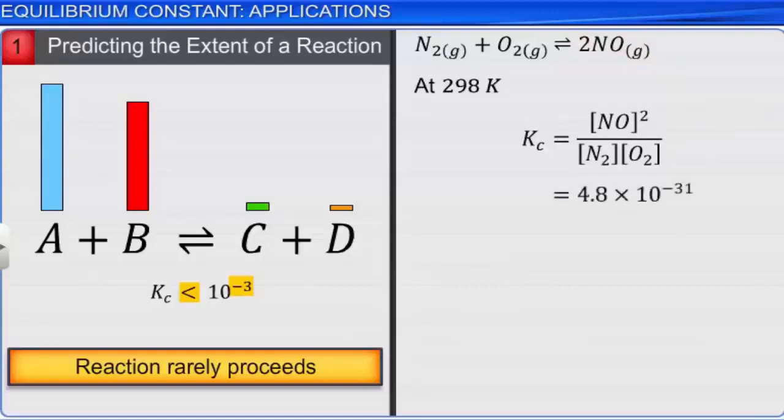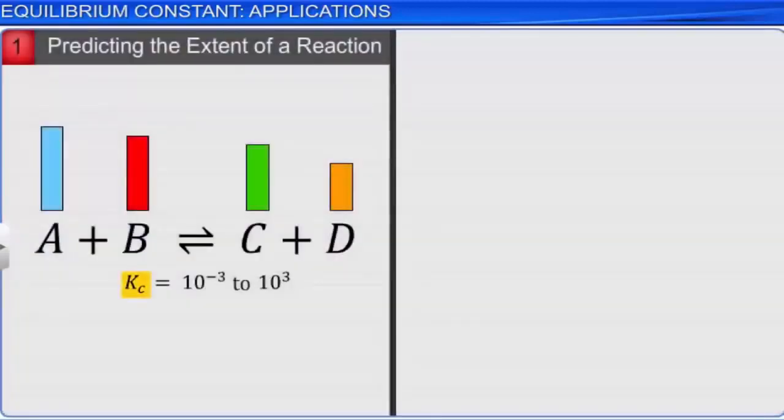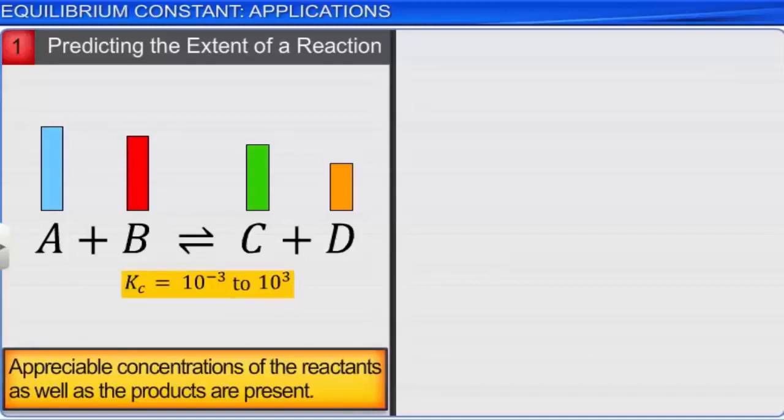If the numerical value of equilibrium constant lies between 10 raised to the power minus 3 and 10 raised to the power 3, it means that appreciable concentrations of the reactants as well as the products are present. For example, the equilibrium constant for the gaseous reaction of hydrogen and iodine combining to form hydrogen iodide at 700 Kelvin has a value of 57.